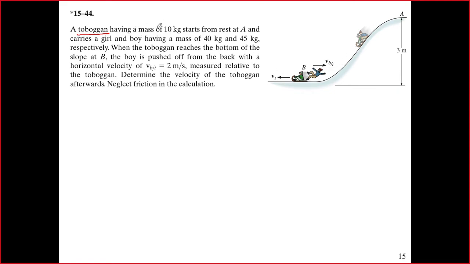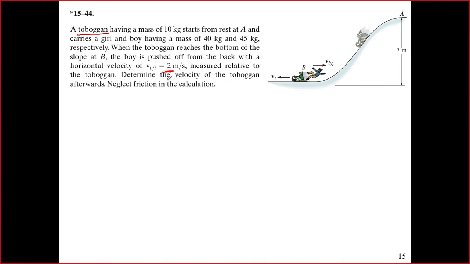So a toboggan having a mass of 10 kg starts from rest at A and carries a girl and a boy having a mass of 40 and 45 kg respectively. So from A we know they start. When the sledge reaches the bottom of the slope at B, the boy is pushed off from the back with a horizontal velocity given right here, measured relative to the toboggan. Determine the velocity of the toboggan afterwards, neglect friction in the calculation.